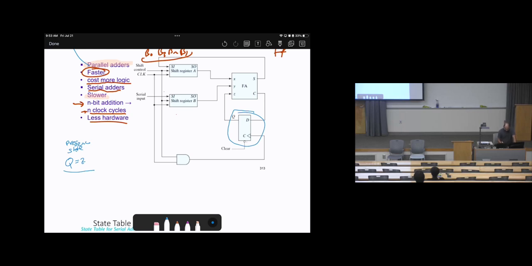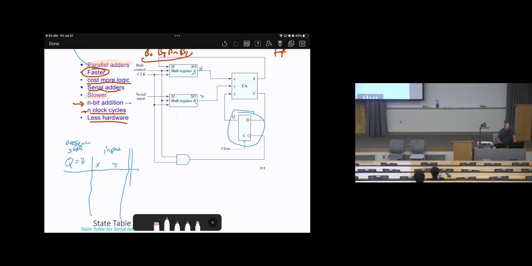Okay? Then what else? We need to have inputs. What are our inputs? X and Y, which comes from A and B. So we have inputs X and Y. Okay, do you agree with me? That's how we make the state table, the generalized state table.